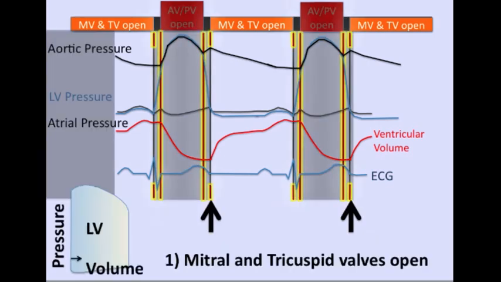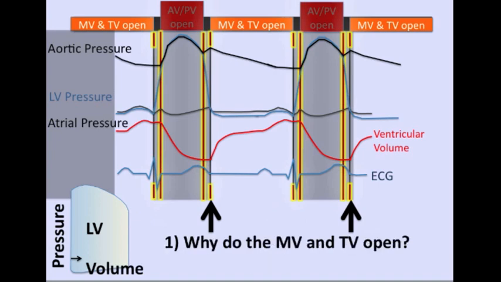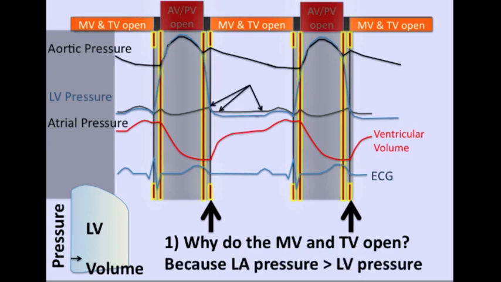All right, so let's go through the entire cardiac cycle, and I like to start here with the opening of the mitral and tricuspid valves. And let's always be asking ourselves why things are happening. So why have the mitral and tricuspid valves opened? It's because the atrial pressures have exceeded the ventricular pressures. And as long as that's the case, the valves are going to stay open.